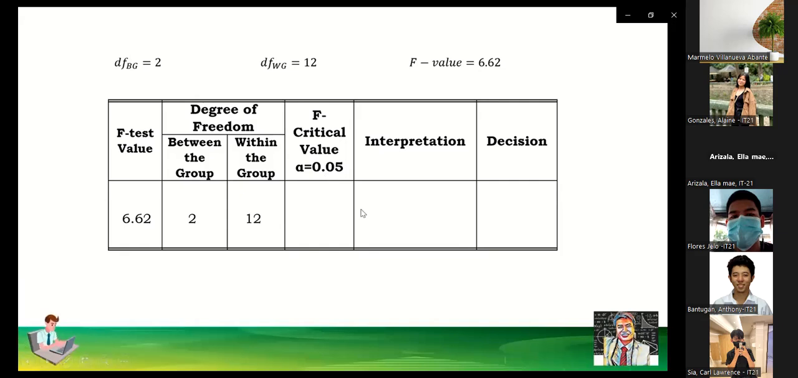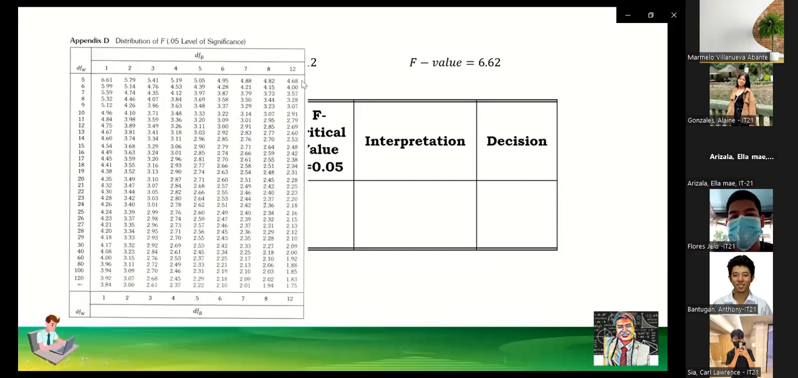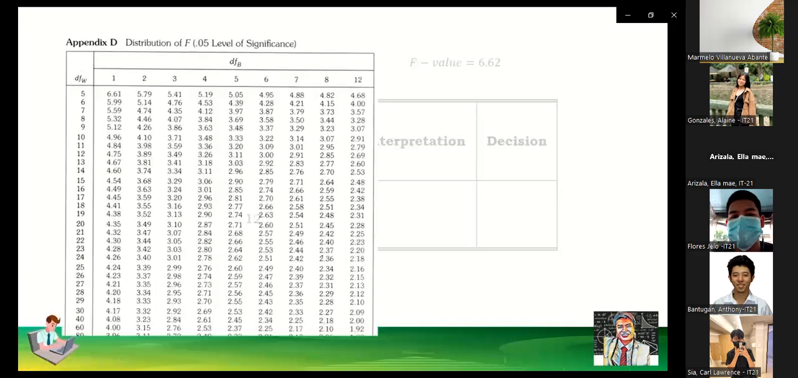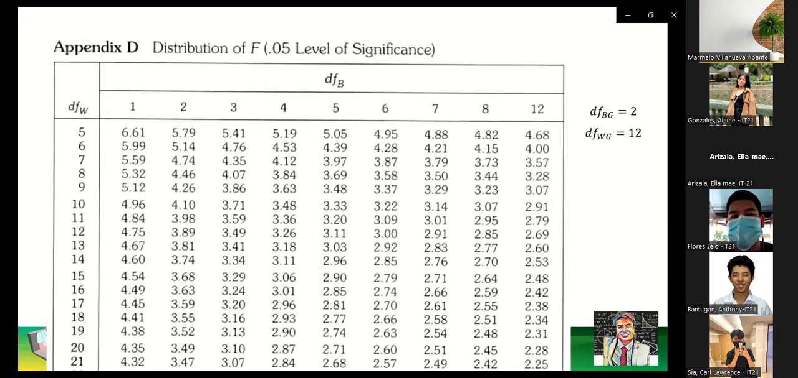Pupunta tayo dun sa table. Hanapin natin dun yung position ng 2 at ng 12. Ito, hanapin natin DFBG. Dito yung B. Ayan, DF sub B, which is BG, between the group. DF sub W, which is DFWG, within the group. So, hanapin natin yung 2 and 12. Okay? Ayun yung 2 and 12. Hanapin natin kung saan sila nagtapat. That is 3.89. So, therefore, our F critical value is 3.89.